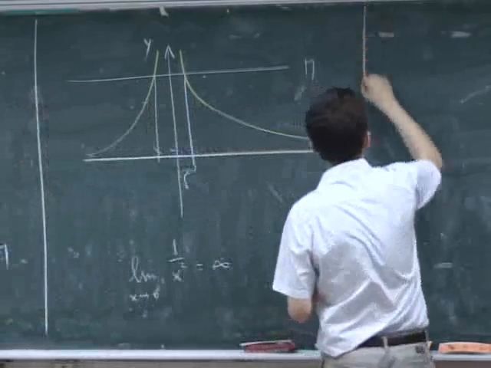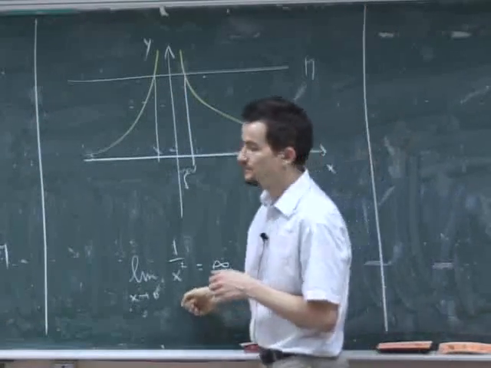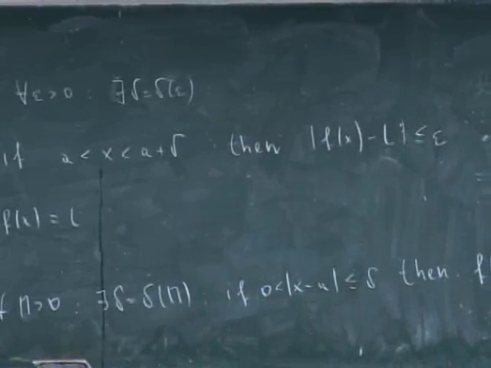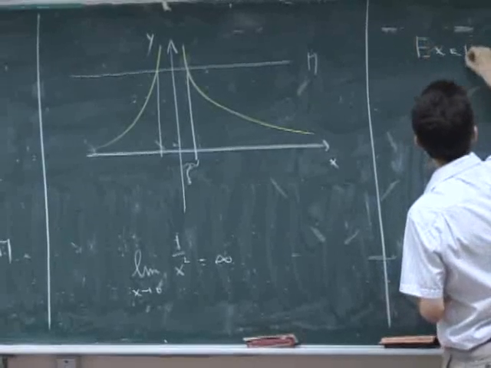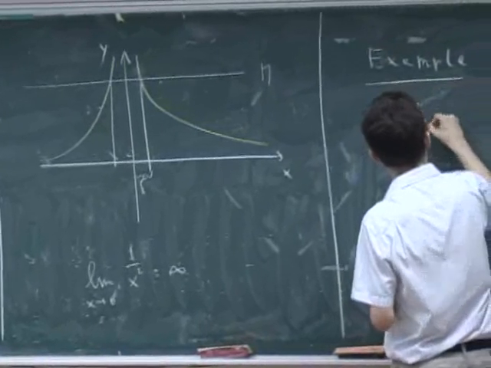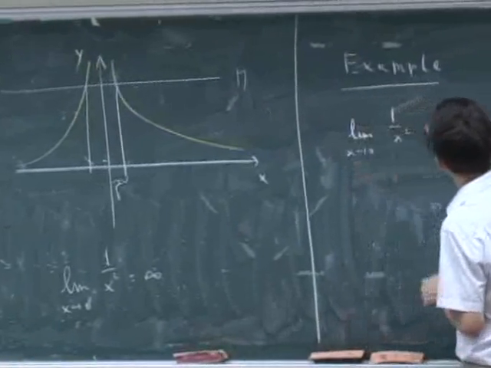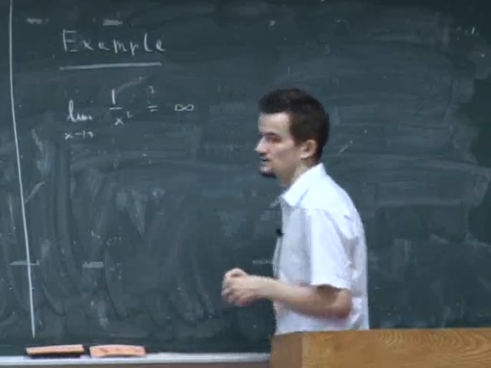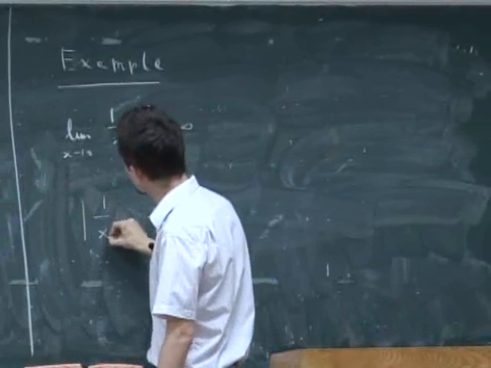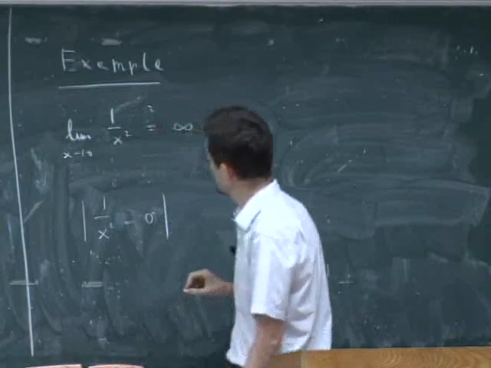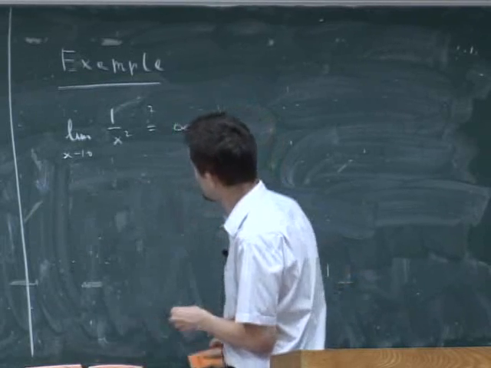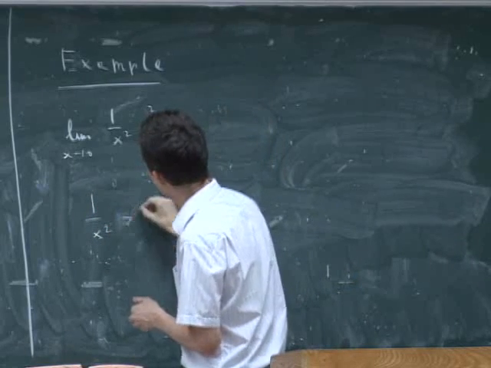Now again, maybe let's look at a very easy example. Maybe let's prove this here precisely by using this definition here. So we want to prove now this relation. Okay, so given is an m, and you have to give me a delta such that this distance is small and the function is larger than m.